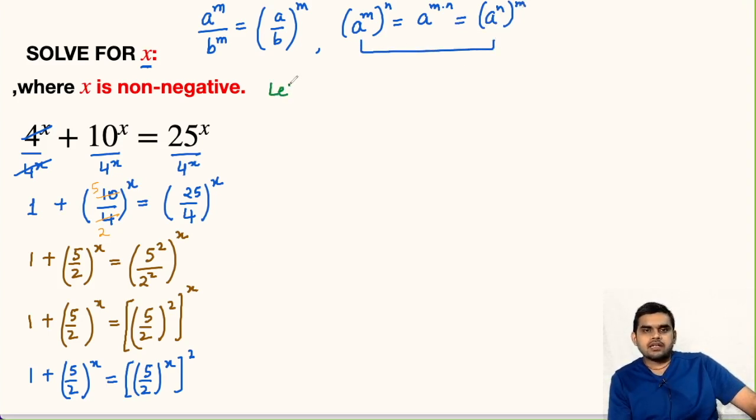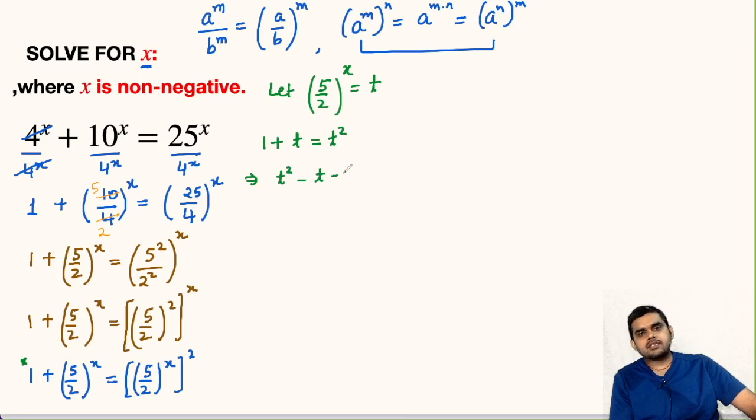Now let us assume that 5 upon 2 whole power x is equal to t. Let us substitute this value of t in the obtained equation here. So the equation will be 1 plus t is equal to t square. This will give us a quadratic equation, t square minus t minus 1 is equal to 0. We will use the quadratic formula to find the value of t.